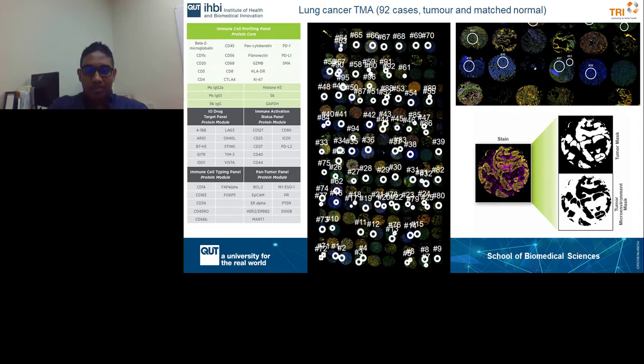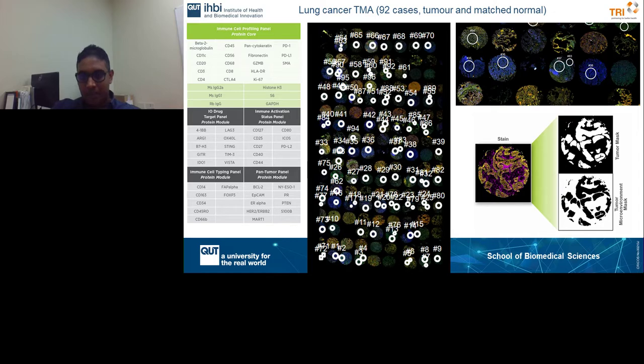So this is just some preliminary lung cancer data where we did a tumor microarray, so 92 cases with tumor and matched normal, and looked at it on a 60-plex IO panel, again, protein. And what we wanted to do was use the masking function. This is where you're able to take the pathologist's demarcation of the tumor and normal regions, and then you're able to draw within it.